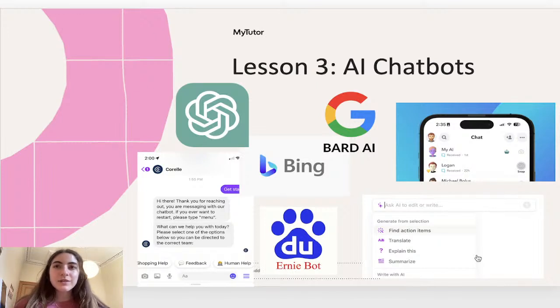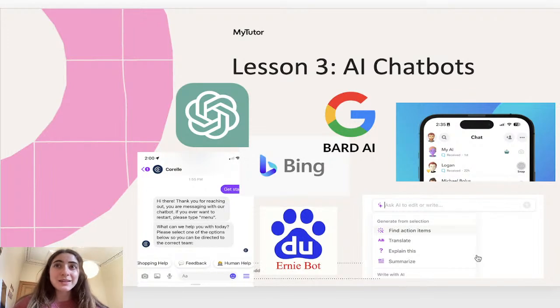This course is all about teaching you about different applications of AI. Last week we looked at AI and creativity, so that was AI applied in music, film and art. Today we're looking at AI chatbots. The idea is every week we're going to look at a new application of AI.